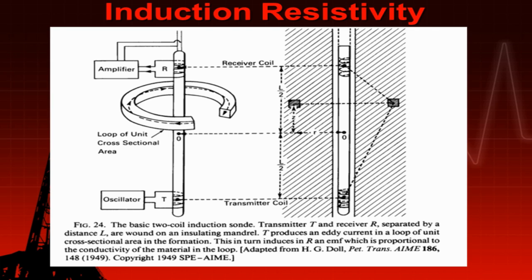There's no current leaving this tool. The current that flows in the formation originates in the formation and returns to the formation. So I'm not supplying current to the formation from this tool. The current's flowing in rings, and the more conductive the ring, the more current's going to flow. The less conductive, the more resistive the ring, the less current's going to flow. The less resistive the ring, the more current is going to flow.